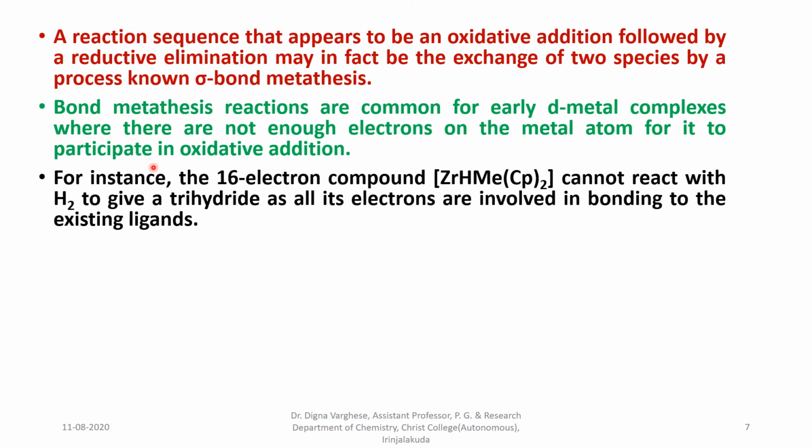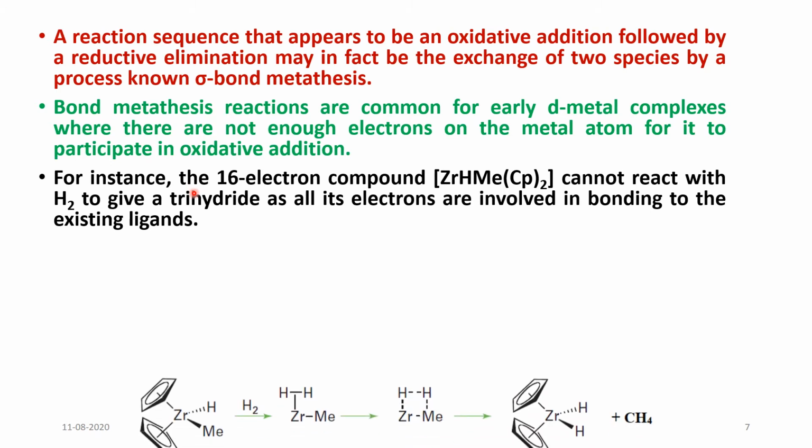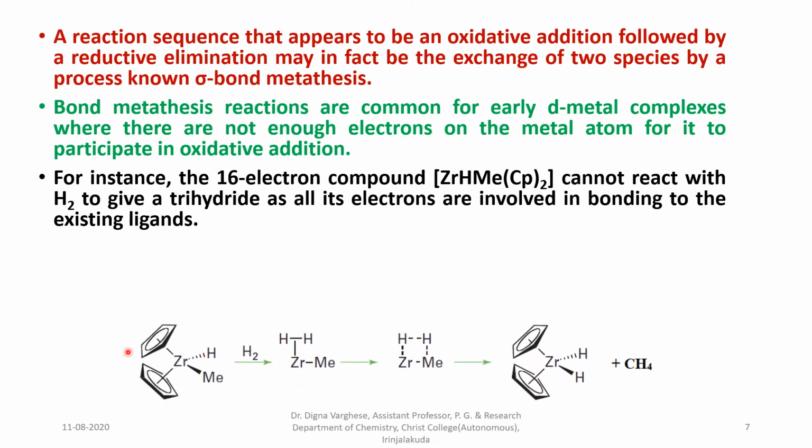For example, take the 16 electron zirconium complex. The ligands attached to the zirconium metal are 2 cyclopentadienyl rings, 1 hydride and 1 methyl group. To this, hydrogen is added, but this compound cannot react directly with hydrogen to give a trihydride complex, because all its electrons are involved in bonding to the existing ligands.